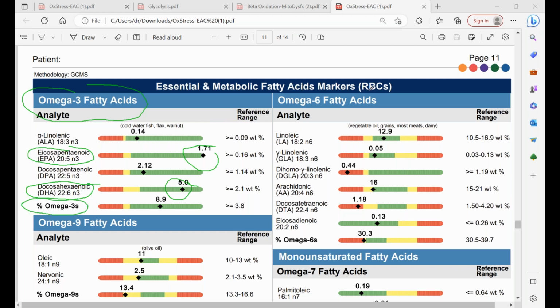And here's your omega-6s. So we talked about GLA as being really important. There's the patient's GLA level. Now we didn't talk about this one, DGLA, but this patient has low DGLA, borderline low arachidonic, and DTA is low. So interestingly, this patient has plenty of omega-3s and not enough omega-6s.